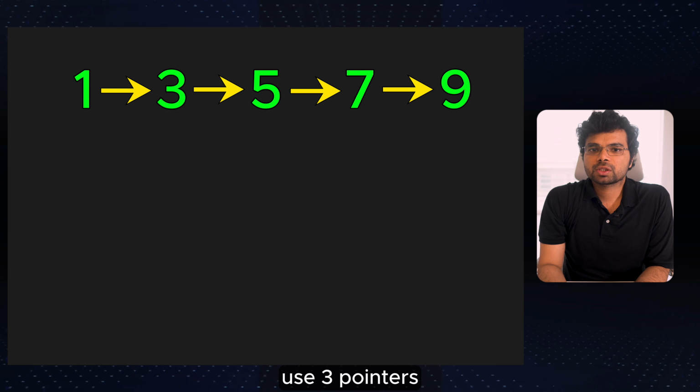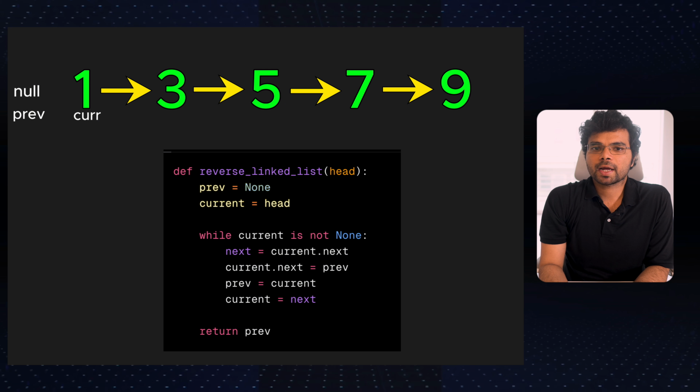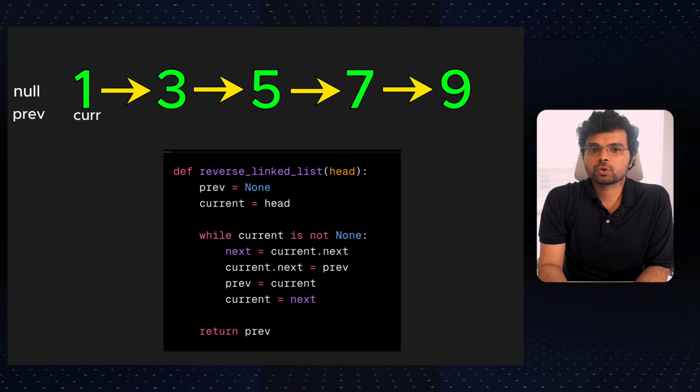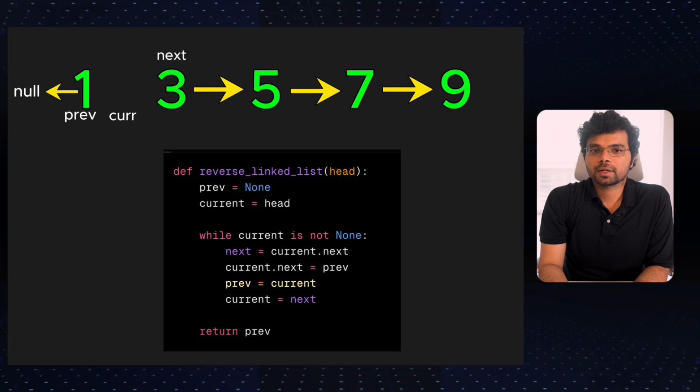Yes, we can. Use three pointers: previous, current and next. Set previous to none and current to the head of the linked list. Use a while loop to go through the list until current is none. In each loop, set next to the next node of the current. Reverse the current node's pointer to point to previous. Move previous to current and current to next.